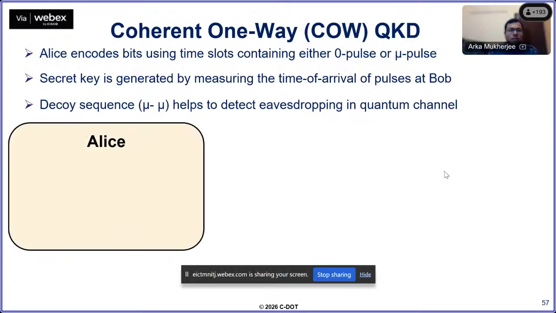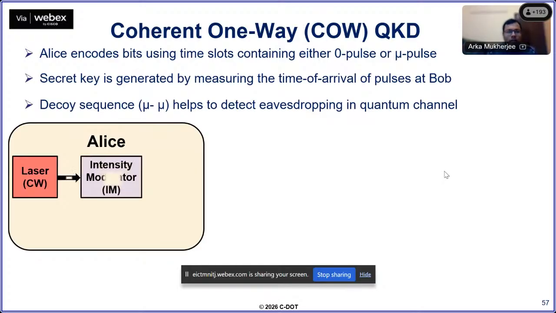Going forward, just take a look at how the Alice node operates. In the Alice node, we have a continuous wave laser. This continuous wave laser needs to be a very narrow linewidth, stable laser. Then we have an intensity modulator. Yesterday I told that this intensity modulator is basically a lithium niobate based intensity modulator. Along with this intensity modulator, there is its control circuit, like the modulator bias controller and the RF driver.